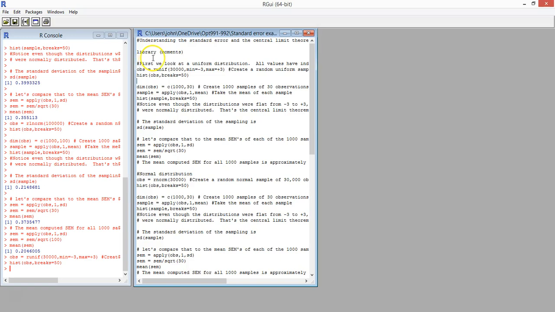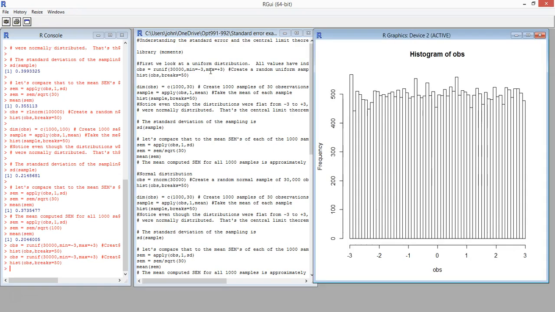Okay, in this video we're going to look at the standard error and the central limit theorem. We're going to first start out with getting a sample of observations. We're going to do 30,000 observations that range from -3 to +3. And we're going to do a histogram. Here we have our nice flat level uniform distribution.